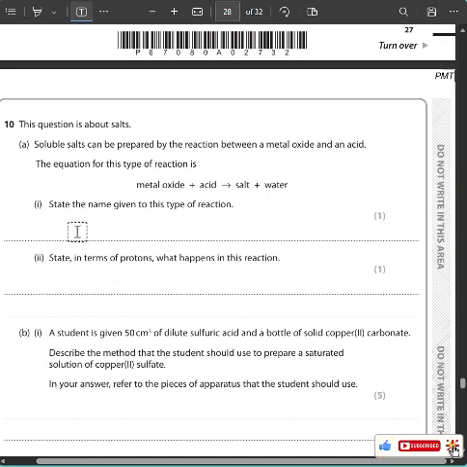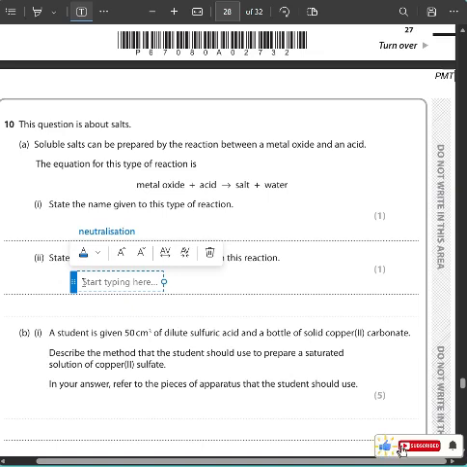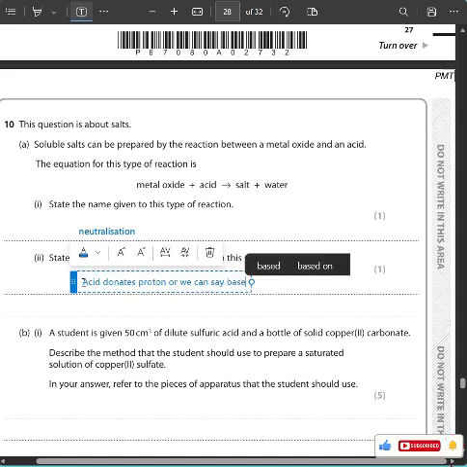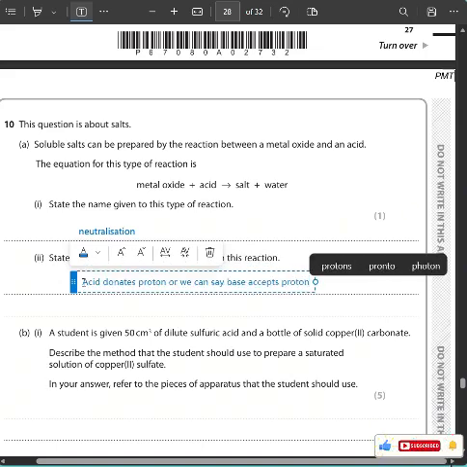The acid and oxide, or alkali, react and produce salt and water: the H plus hydrogen ion plus a hydroxide ion will produce water. That's why it's called a neutralization reaction. Say in terms of protons, what happened in this reaction? Acid donates a proton and base accepts a proton.